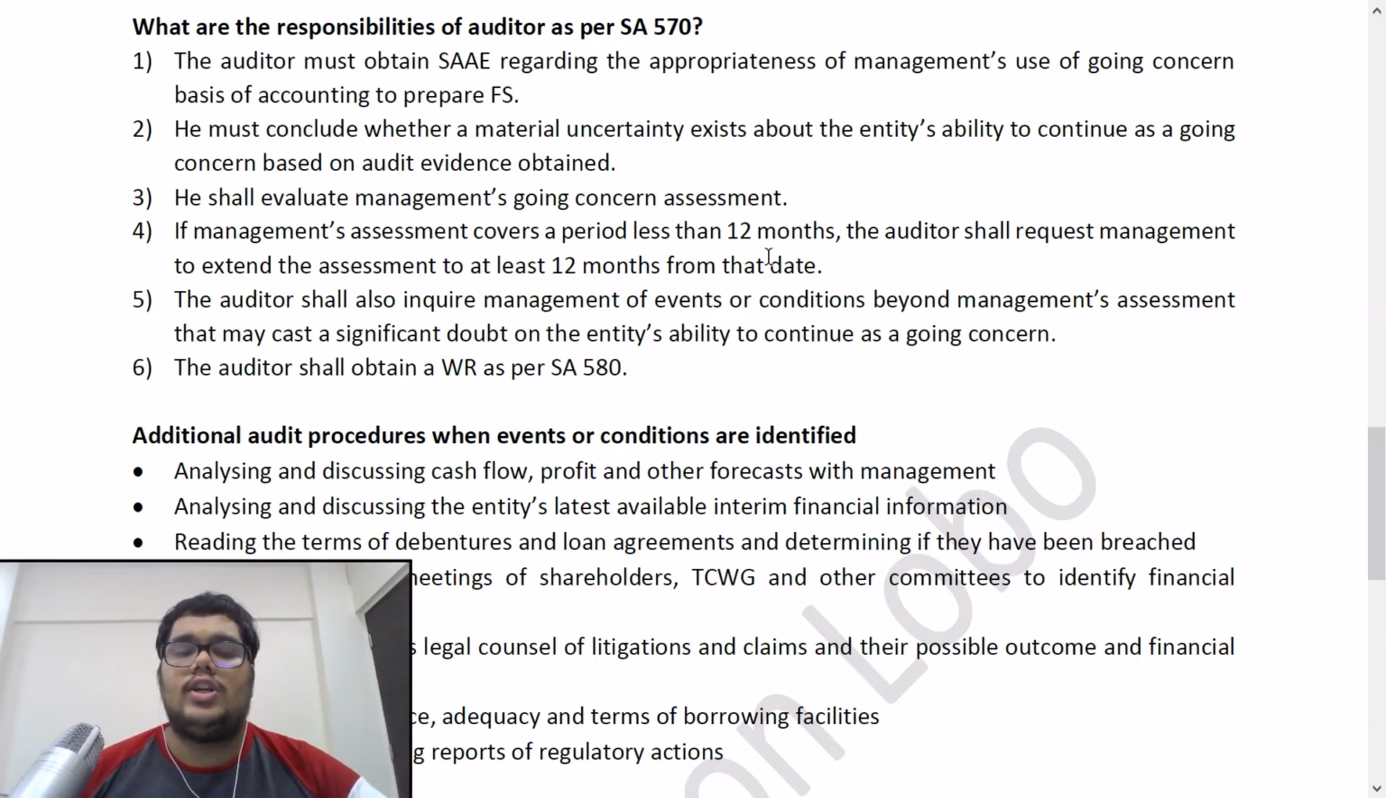Fifth point, the auditor shall also inquire management of events or conditions beyond management's assessment that may cast a significant doubt on the entity's ability to continue as a going concern. So this is an additional inquiry basically. So the management, let's say for example, has covered 14 months. So the auditor may also inquire that post 14 months, do you see any event happening that may cast a significant doubt on your entity to continue as a going concern. Last point, the auditor shall obtain a written representation as per SA 580.